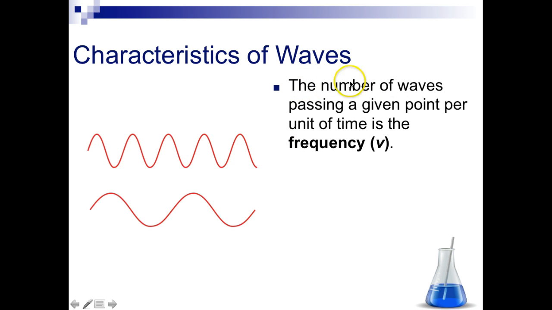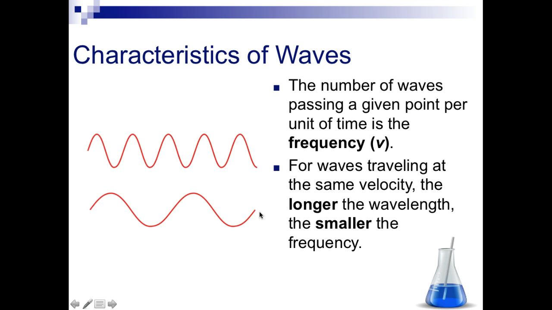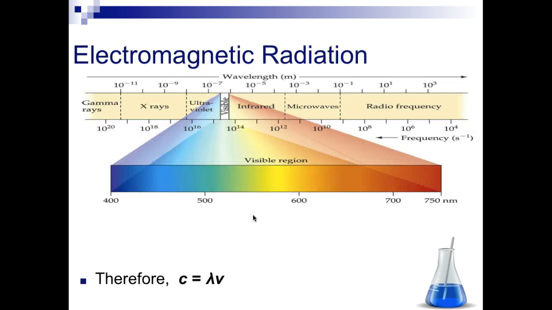So, the number of waves that pass a given point per unit of time is called frequency. So this top wave here has a high frequency because there's more waves in this span of time than in the bottom one. The bottom one has a low frequency. So for waves that travel at the same velocity, the longer the wavelength, the smaller the frequency. So this wave at the bottom has a longer wavelength, so it has a shorter frequency.